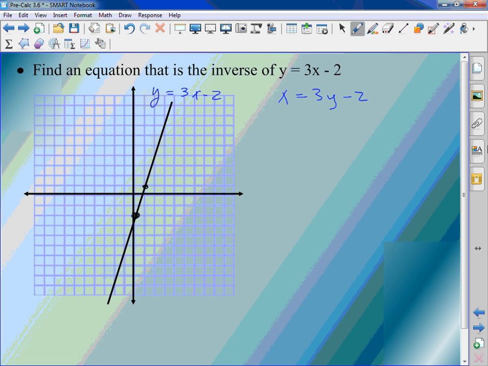What do I need to do first? Add 2. So I have x plus 2 equals 3y. Divide everything by 3. So I have y equals 1/3 x plus 2/3.